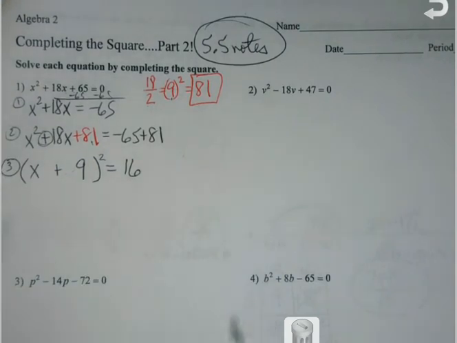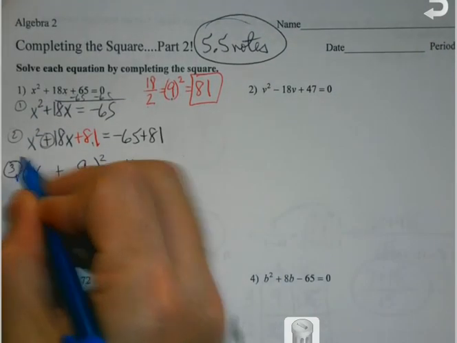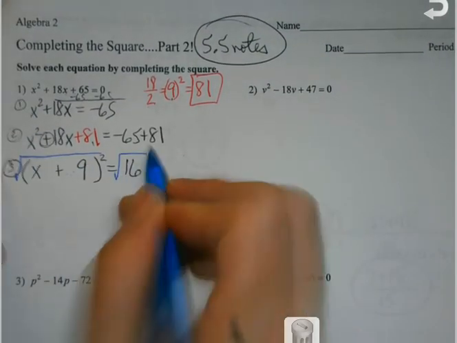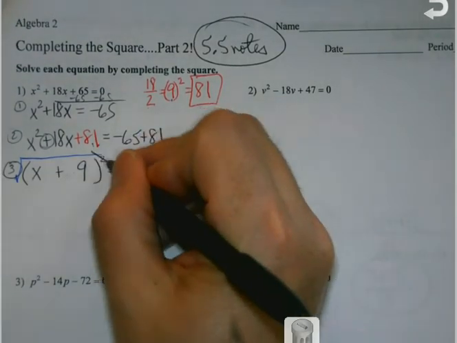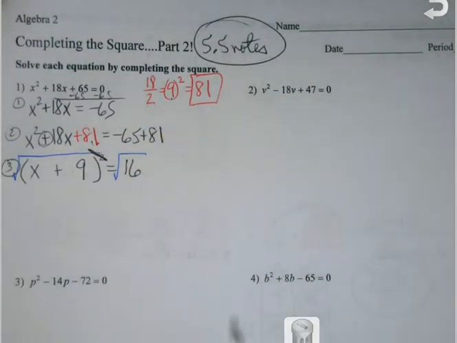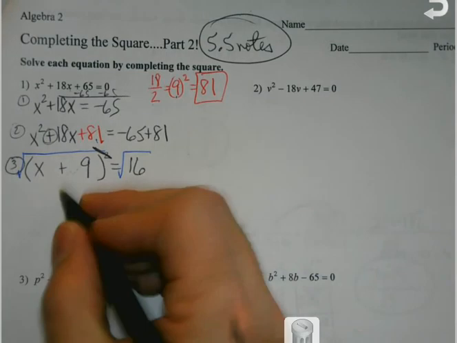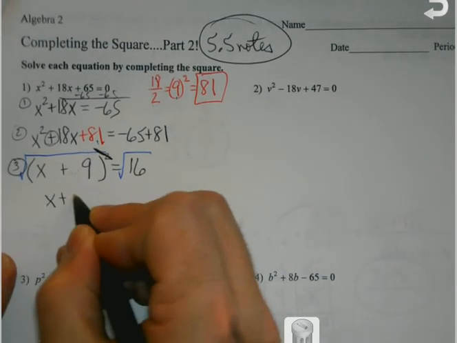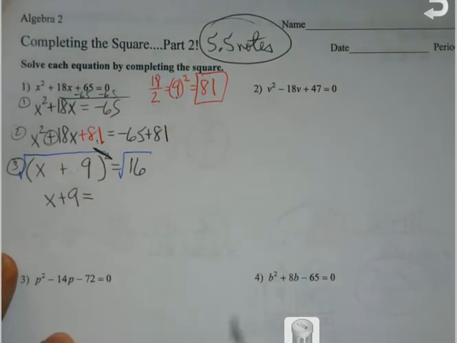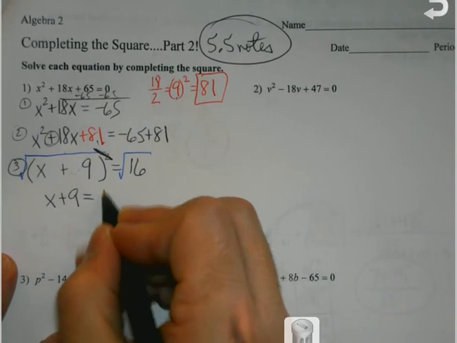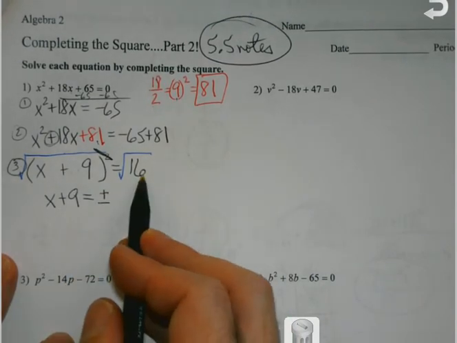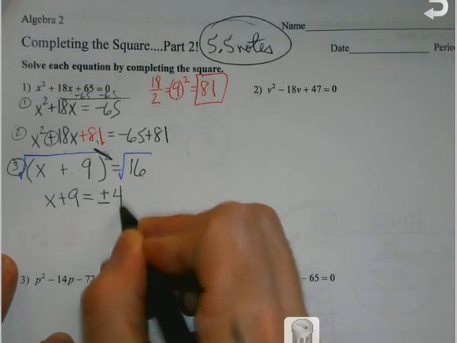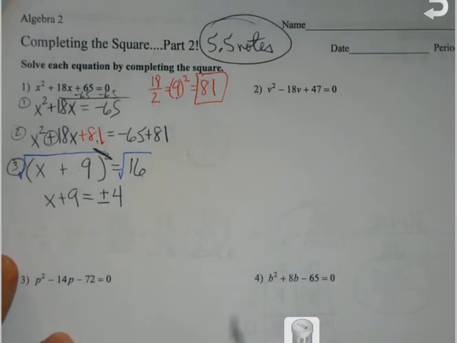Because once you get here, life is grand. I don't distribute it. I don't FOIL it. I use the square root, because the squared and the square root are inverses. They're opposites. Whenever I take the square root, I do plus minus. Square root of 16? 4. It even turns out nice this time.